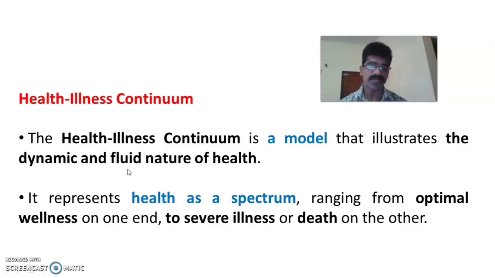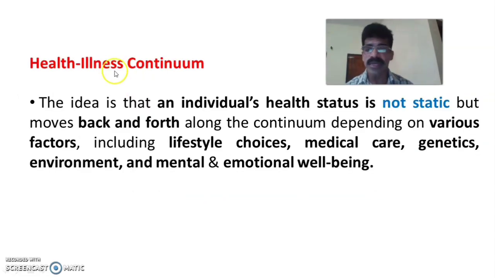So, the health-illness continuum represents health as a spectrum, a model, or a conceptual framework. It explains that an individual's health status is not static, not stable, not permanent. It moves back and forth. It moves backward to illness and forward along the continuum to optimum or maximum health, depending on various factors.